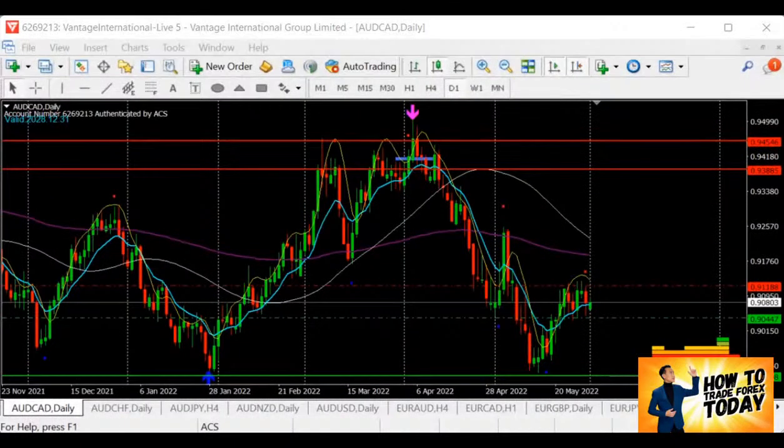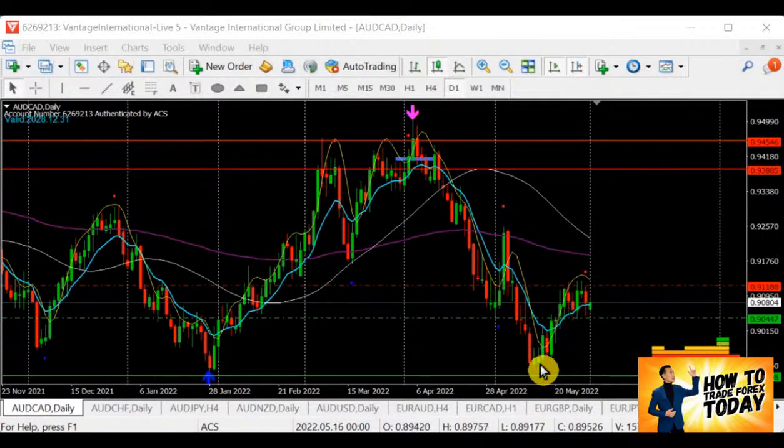Let's have our MT4 quickly. Let's take a look at AUDCAD first. AUDCAD over here, from the bear and now it hits on our bull. Support here and now it's retracing upwards.